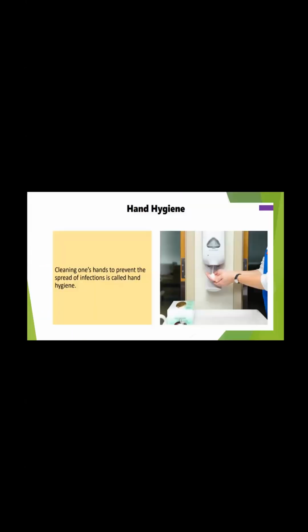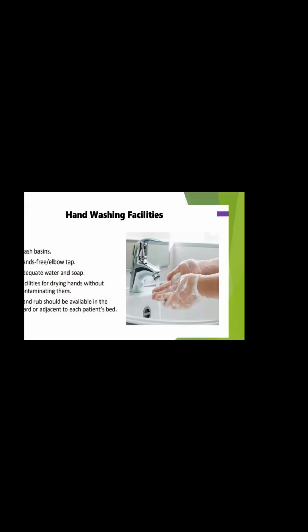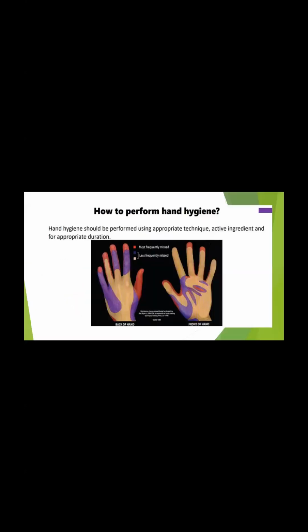Then hand hygiene, as you can see. Hand hygiene is done using soap and water when hands are visibly soiled, and when not visibly soiled, you can use a hand rub. Facilities, basin, hand free, elbow, your solution, all these things should be there. Okay, this is something that you all already know. As you can see, certain areas don't get covered when you do your hand hygiene. So make sure the webs and the back of the palm and all are covered when you do your hand hygiene.